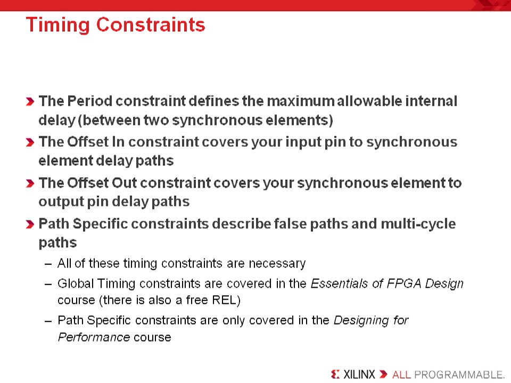Now, timing constraints include the three main global constraints, that is the period, the offset in, and the offset out. The period covers your synchronous to synchronous delay paths, that is delay paths between two flip-flops. The offset in covers input pin to synchronous element delay paths, and the offset out covers synchronous to output pin delay paths. We also support the use of path-specific constraints to describe false paths and multi-cycle paths. Multi-cycle paths, of course, often occur when you have multiple flip-flops that are disabled on alternating clock edges. The use of all these timing constraints is appropriate.